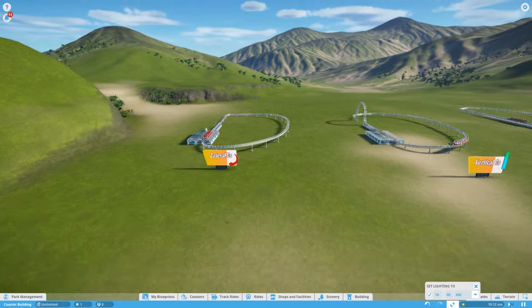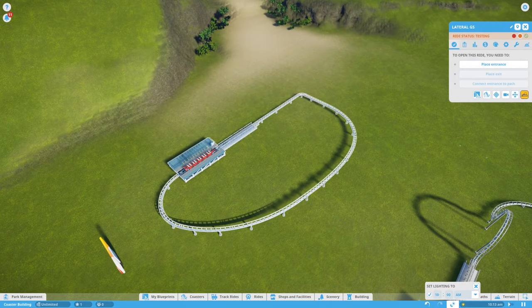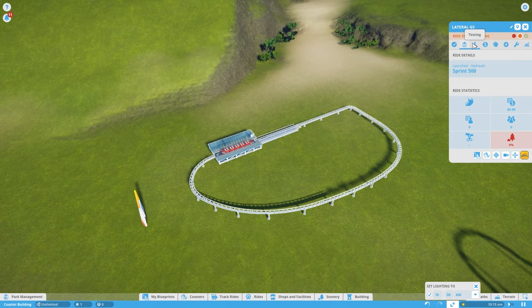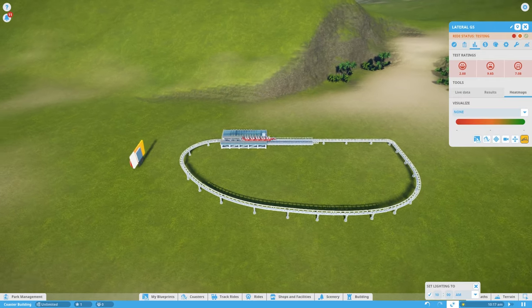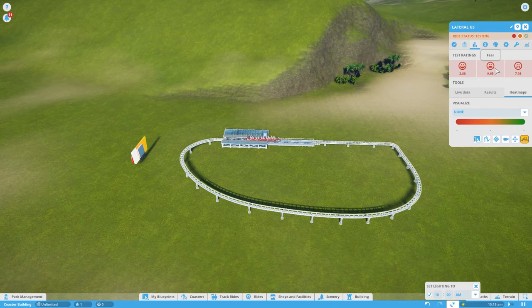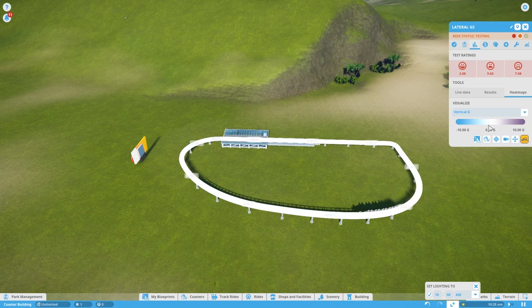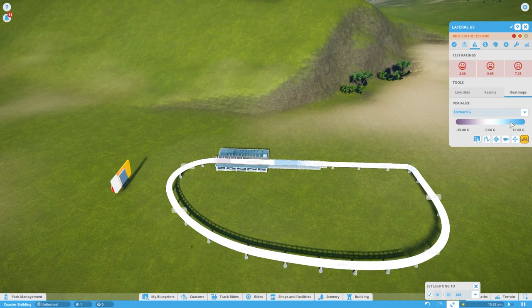So here we've got a nasty case of lateral Gs. You'll see here that the testing is completed, and it's got a 2.8 excitement, it has a 9.6 fear, and it has a 7.08 nausea. And the problem on this one is our vertical Gs are okay, our forward Gs, I've got a little bit here, that's the hydraulic push going on there, but if you look at the colour, you can probably compare that to somewhere here. It's actually quite nice, it's fun, it's pulling you back.